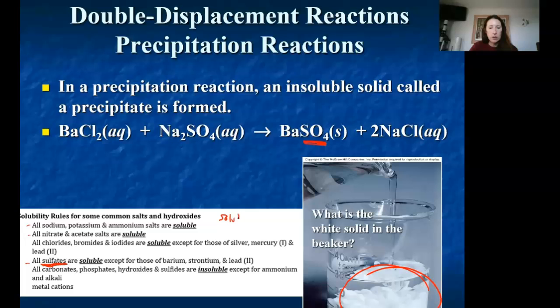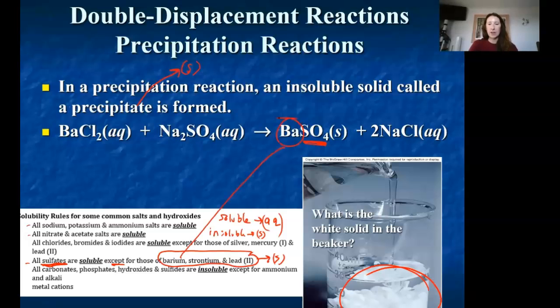Soluble means AQ, right? Insoluble means solid, right? A precipitate is a solid, okay? Sulfates are soluble except barium, strontium, or lead. So that means they're all soluble except for, meaning these make solids. There it is. That's the barium sulfate. That's why it's a solid.